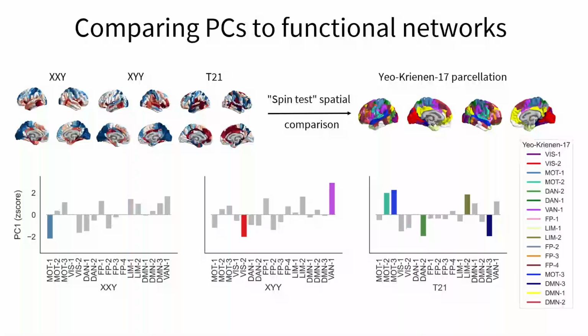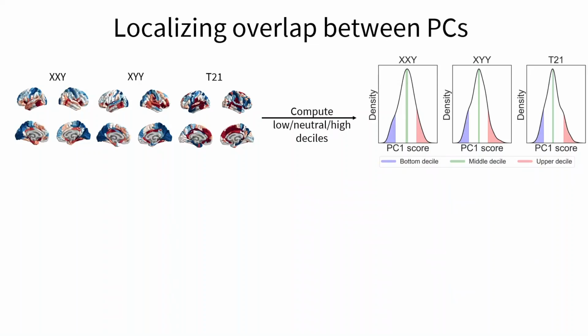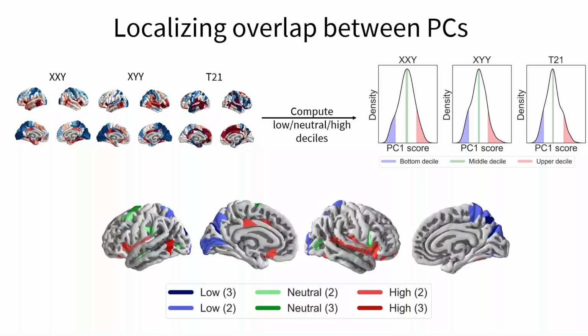And so finally, this brought us to our last analysis, which is, can we localize overlaps across these principal components for the three aneuploidies to understand which brain regions are convergently affected across many different modalities within these aneuploidies? For this, we extract the low and high deciles for each of the vectorized PC1 scores, in blue and red, as well as the middle decile, which is how we refer to the neutral brain regions that we consider to be resilient to gene dosage change. And when we do that, we can unveil two common patterns of brain vulnerability in blue and red.